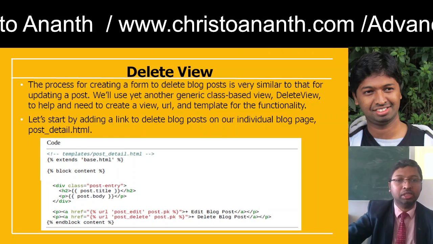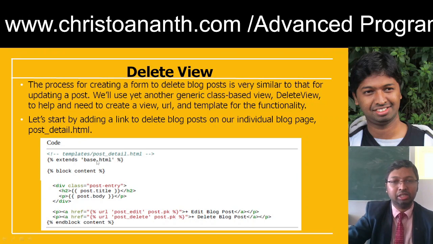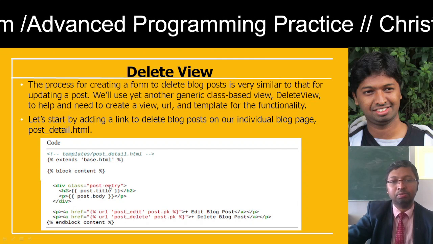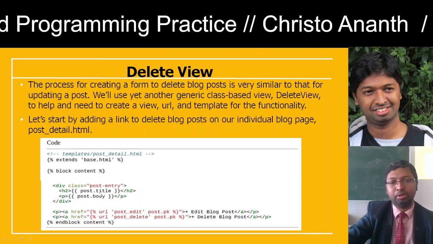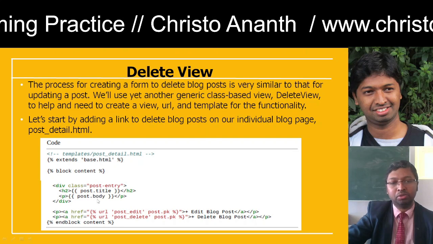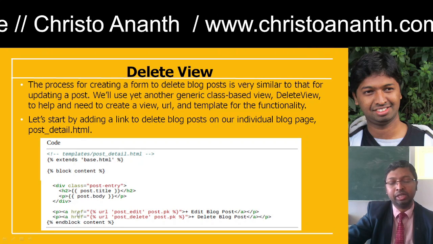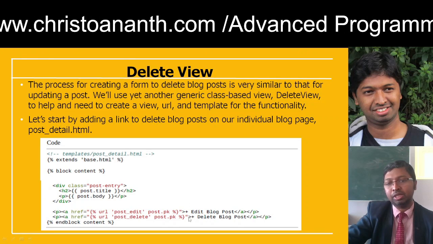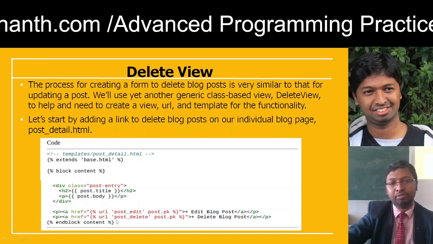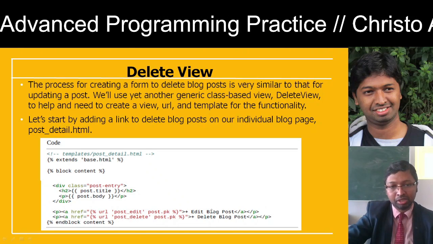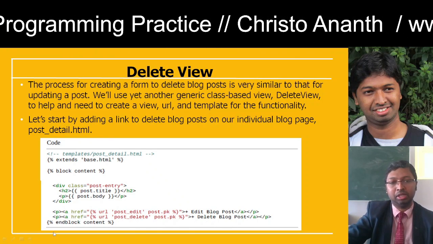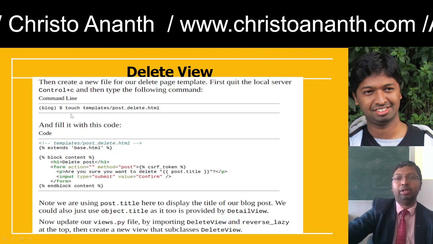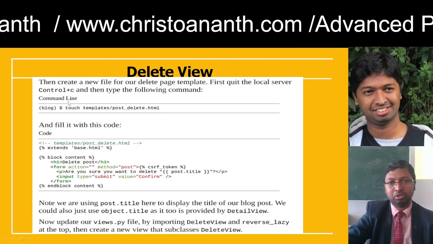So within templates/post_detail.html, you are going to extend base.html, block content, the div class equal to post-entry. So h2 tag, it is nothing but post.title. Then you have post.body. Then the paragraph tag, a href equal to url post_edit, it is nothing but edit blog post, and then a href url post_delete. So this is the new thing. Delete blog post. Then end block content. So in the command line, exit the local server by pressing Ctrl+C.